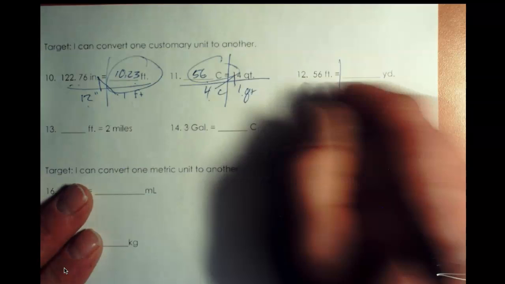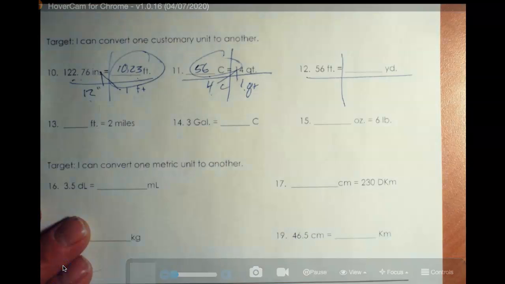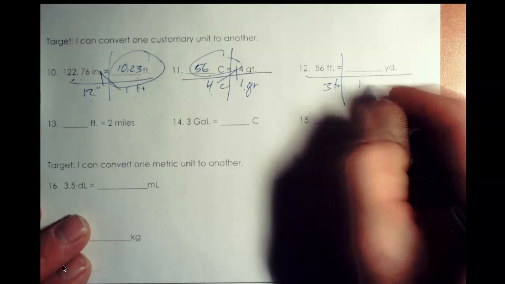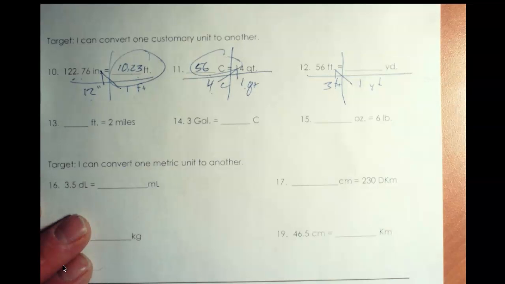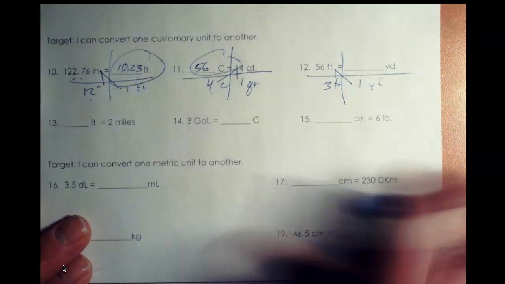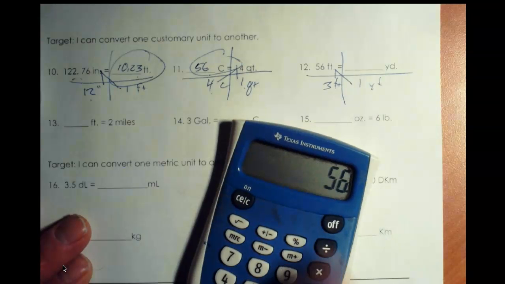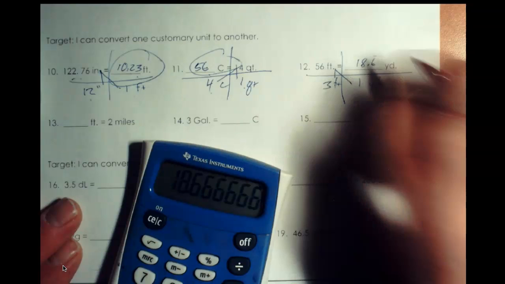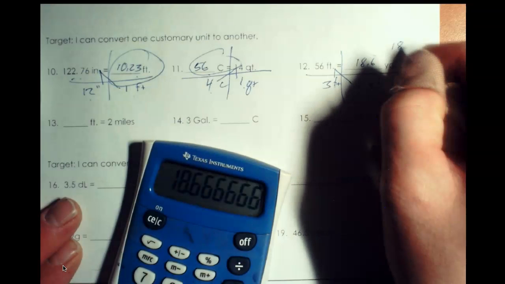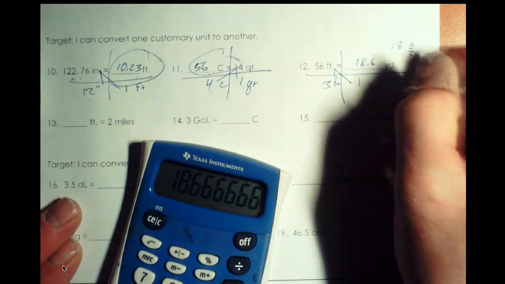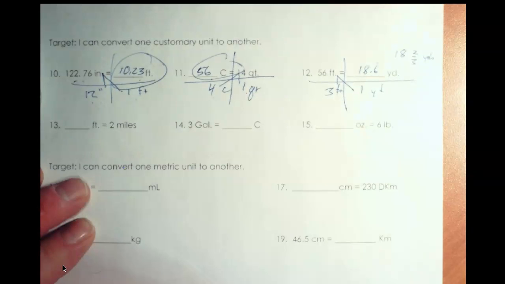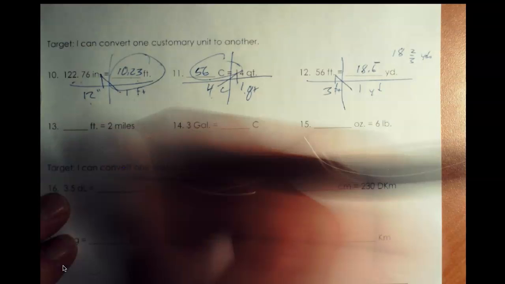All right, 56 feet is how many yards? Well, I don't know off the top of my head, but I know that 3 feet is 1 yard. So if I use the box there, I know that 1 times 56 is 56. I just have to take 56 and divide it by 3. 18.6 repeating. You could say this is 18 and 2/3 yards, if you would like to. I think either way is okay. You can't quite see my repeating bar there. It's up there.